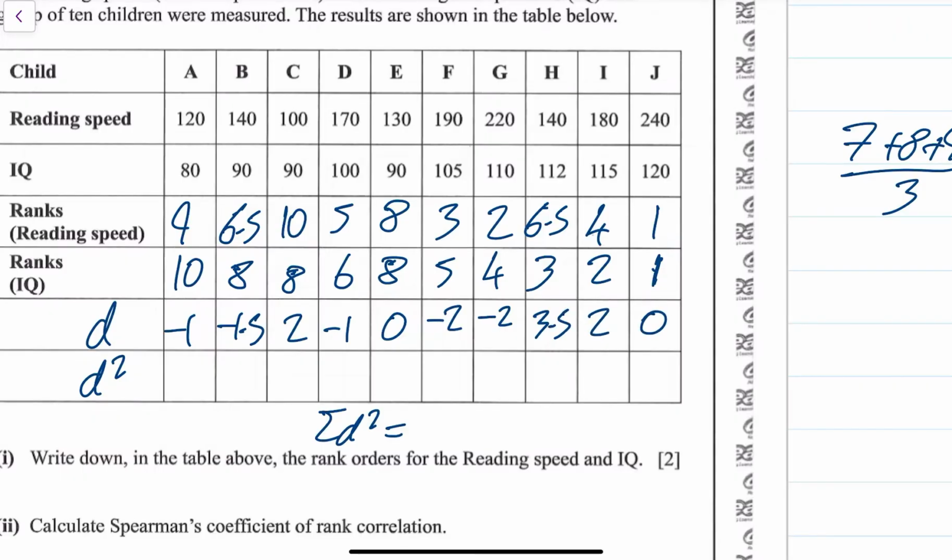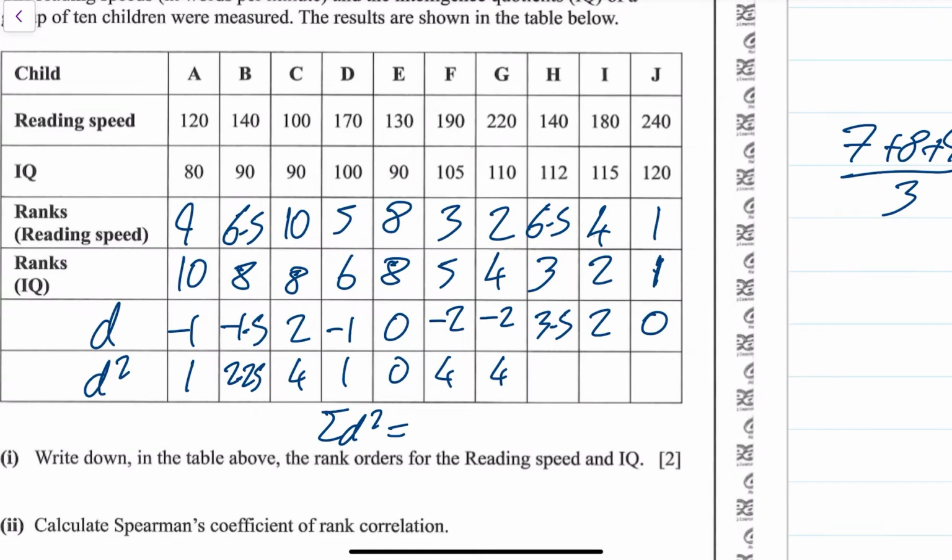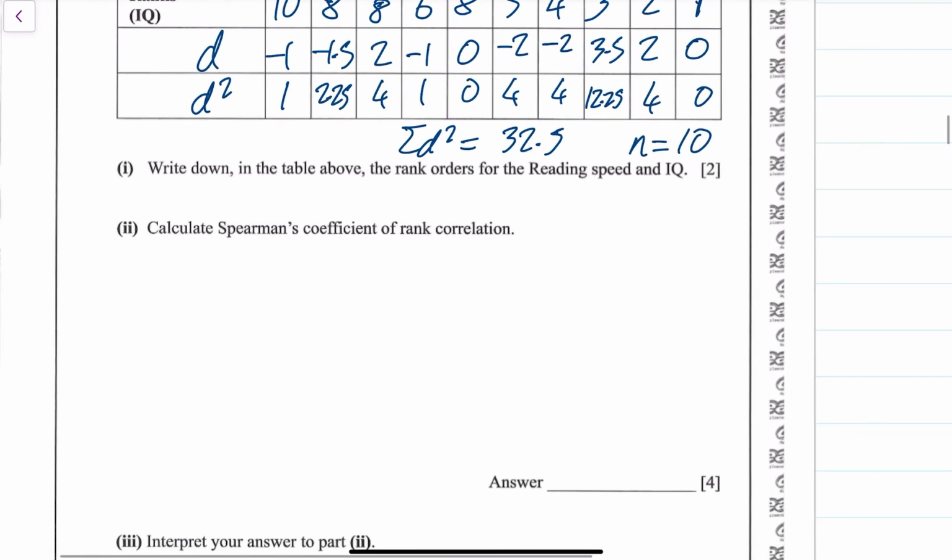3.5, 2, and 0. And then when you square those, minus 1 squared is 1, 1.5 squared is 2.25, that's going to be 4, that's going to be 1, that's going to be 0, that's going to be 4, that's going to be 4, 3.5 squared is 12.25, that's going to be 4, and that's going to be 0. And when we added those up, I got my sigma d squared to be 32.5, and my n is also 10, as there's 10 pairs of values.